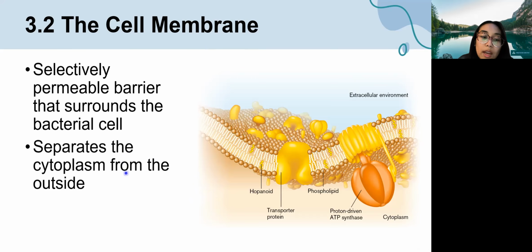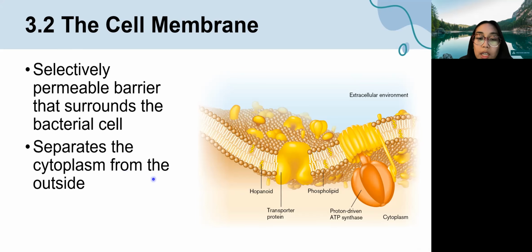So the cytoplasm, which is on the inside, is separated from everything else through this cell membrane. And as you can see, just like the cell membrane in eukaryotes, it's very complicated. There's a bunch of proteins and other things involved, so it's not just the phospholipid bilayer. So let's talk about these membrane proteins.